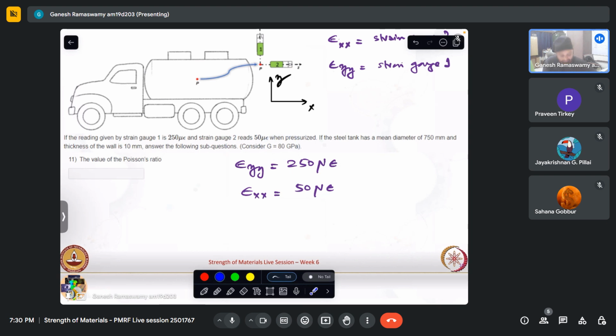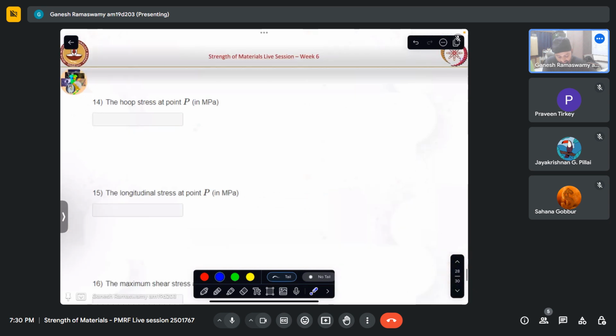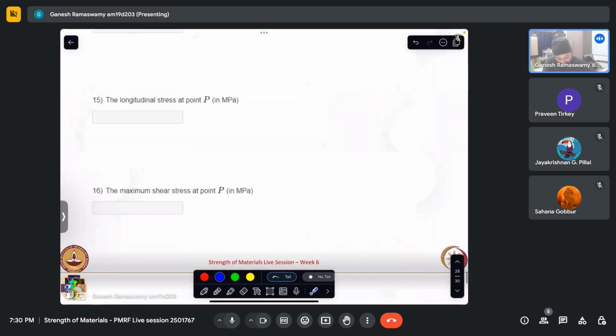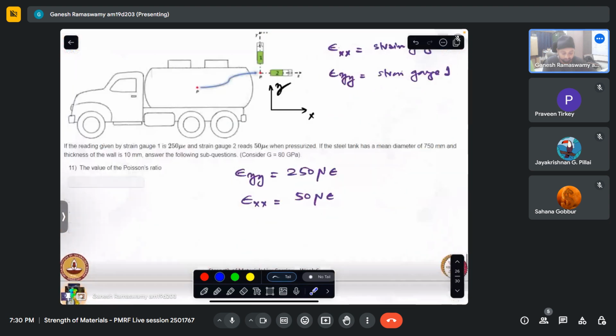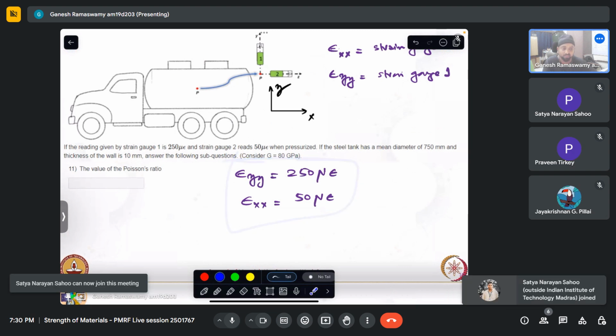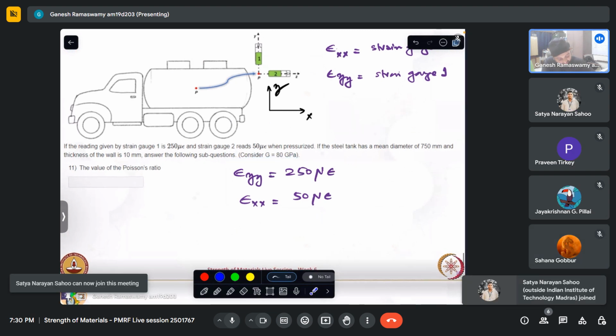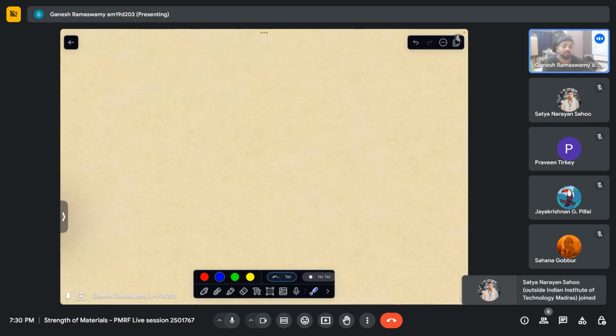What is the value of the Poisson's ratio, the pressure inside the tank, the Young's modulus of the material, the Hoop stress, the longitudinal stress, and the maximum shear stress at this point? Based on our knowledge of stress-strain relations, we are supposed to derive these quantities. So let us see how to go about doing that. Any questions? Okay.